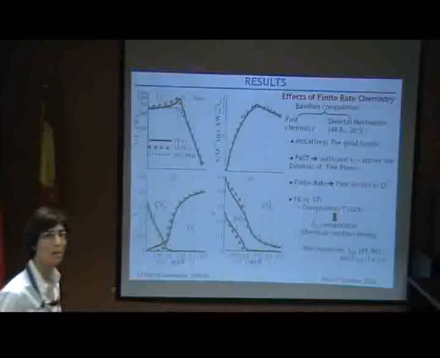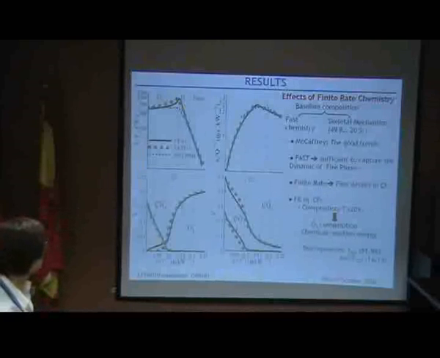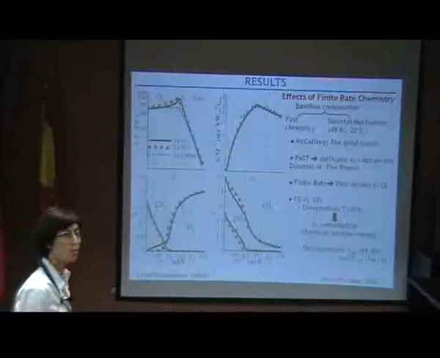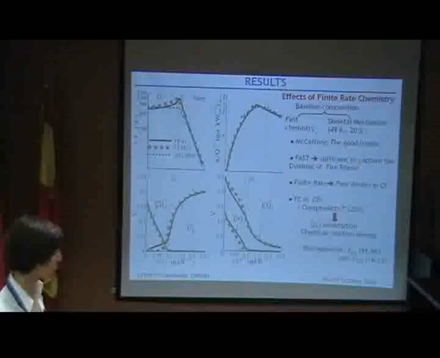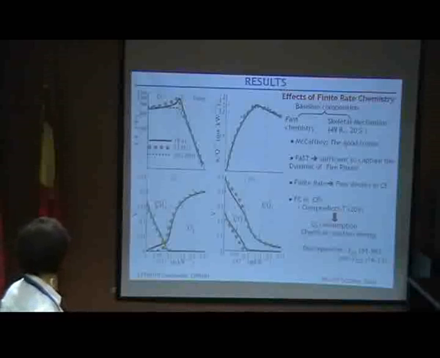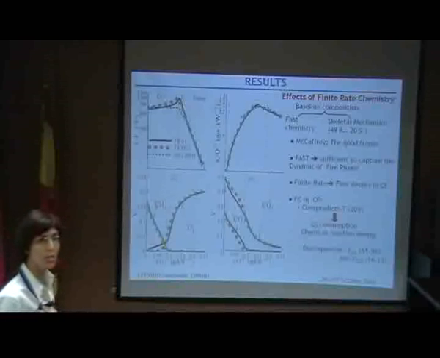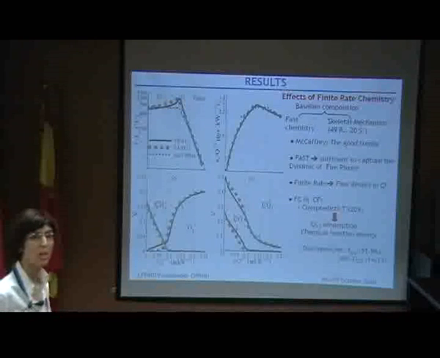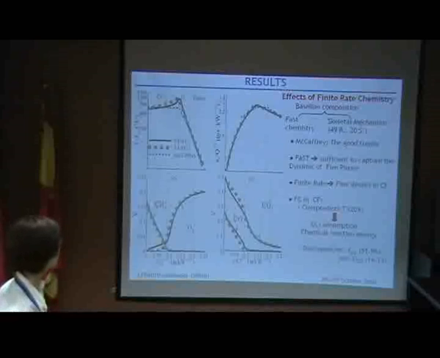First, we evaluate the effect of finite-rate chemistry, considering the baseline composition coupled to a skeletal mechanism. This figure shows the normalized rise temperature and axial velocity along the centerline of the burner. The comparison with the correlation of McCaffrey shows that the model follows the correlation well. The fast chemistry assumption can be found sufficient to capture the dynamics of the fire plume.